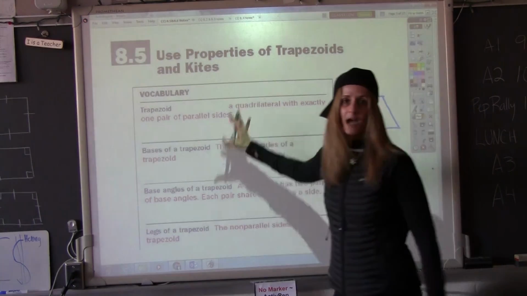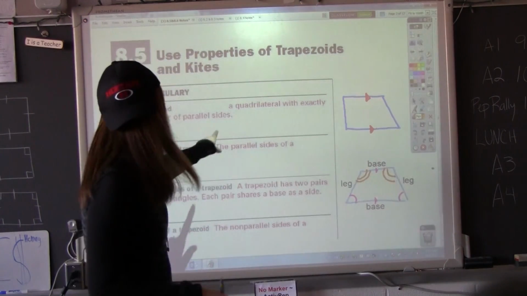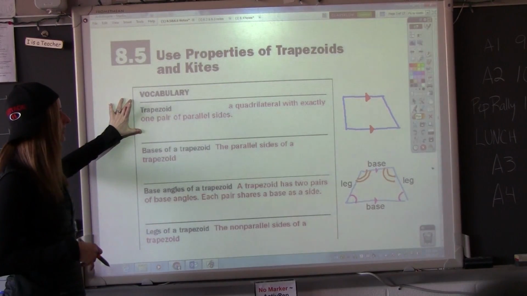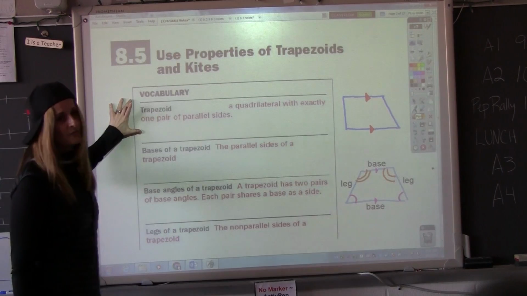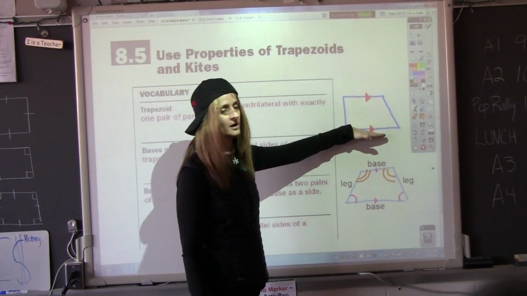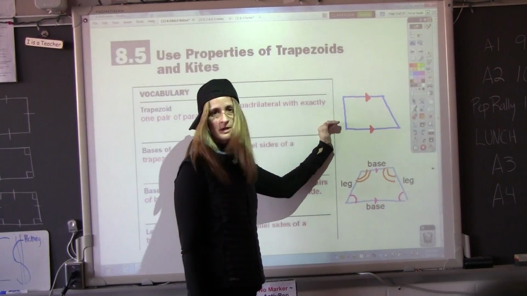My students have already copied this down, so subscribers, if you're copying this down, just go ahead and press pause. Okay? So a trapezoid is a quadrilateral with exactly one pair of parallel sides. So it's not a parallelogram. It only has one pair of parallel sides. And make sure you draw the pictures as well.